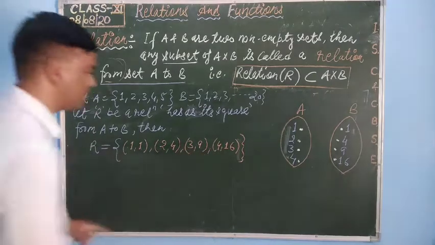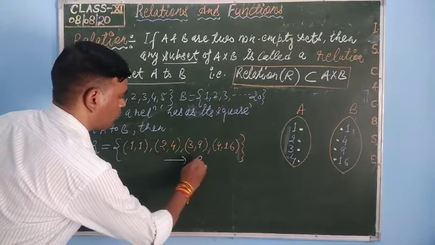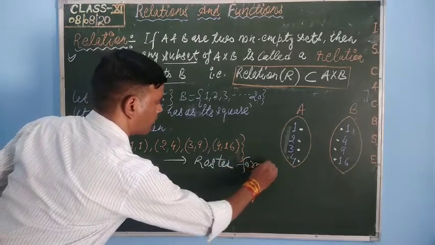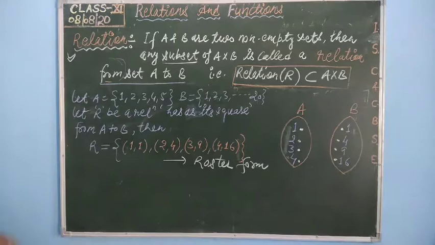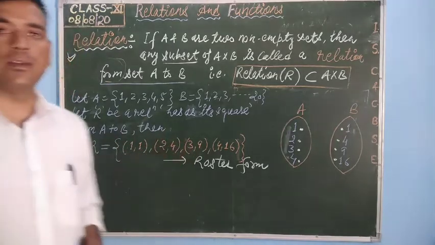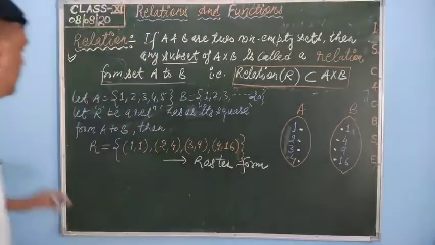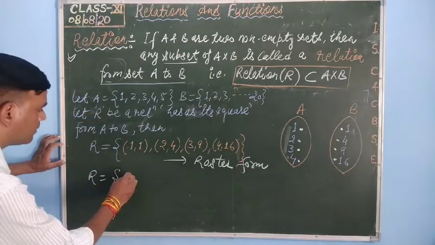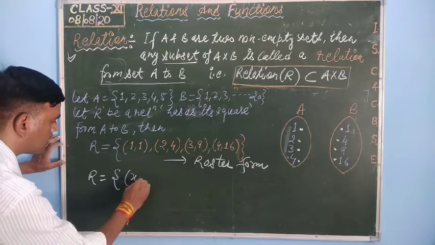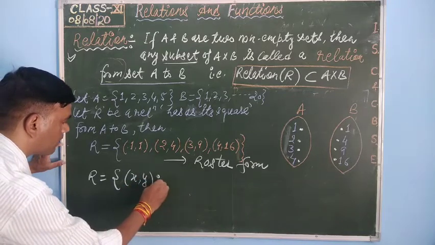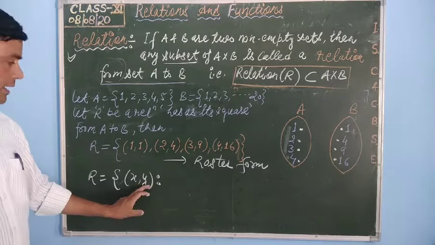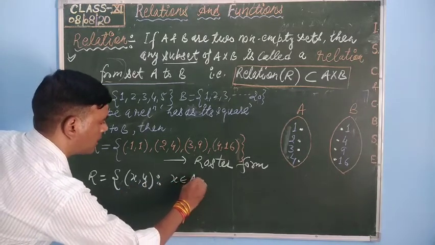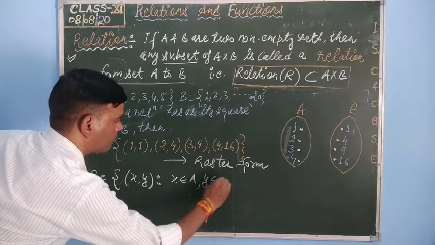Then this form is called roster form. Suppose we want to represent this in set builder form or rule form, then we can write this relation as R, a relation from set A to B, meaning the set of all ordered pairs (x, y) such that x belongs to set A and y belongs to set B.